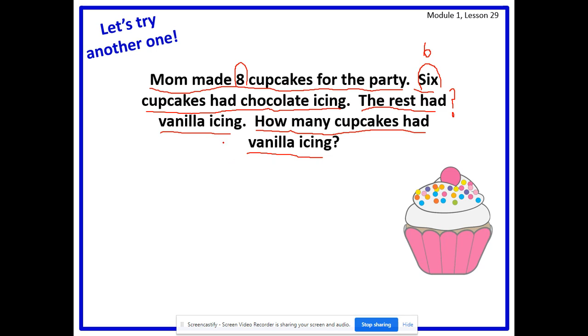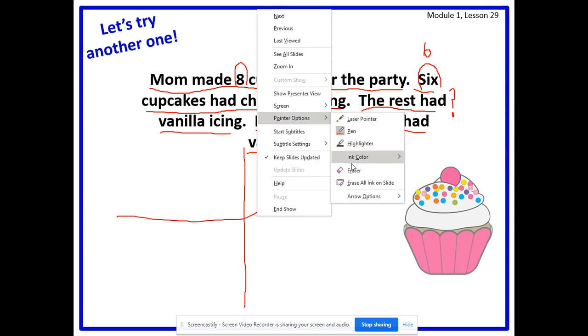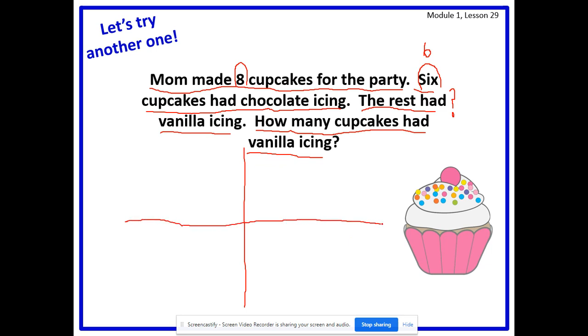Well, let's go ahead and draw a T-chart to solve the problem. I draw, you draw. Drawing on a PowerPoint, not the easiest thing, everyone. So, first key point says, let's find the whole number and draw it. Well, we know that Mom made 8 cupcakes. 6 had chocolate icing and the rest had vanilla. So what is our whole number? Get ready. 8. So let's go ahead and draw 8. Ready? 1, 2, 3, 4, 5, 6, 7, 8.